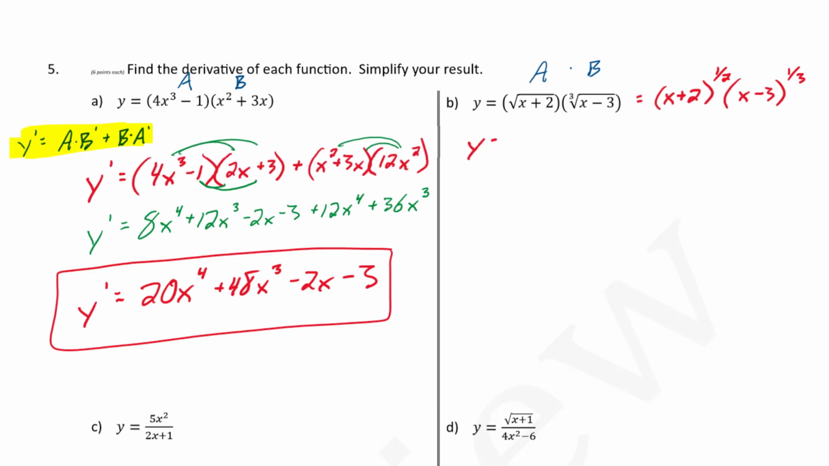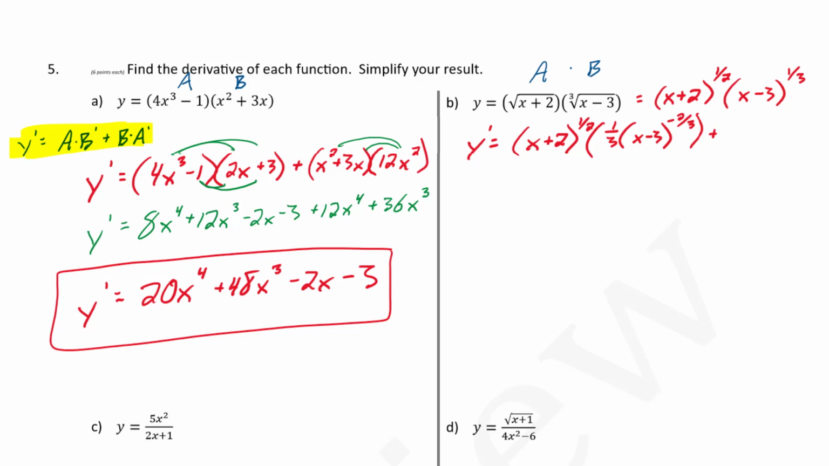So if we go ahead and get the ball rolling here, y prime will equal, I'm going to go ahead and do a times b prime first. So that means the x plus 2 to the 1/2 is going to stay unchanged. But then I multiply by the derivative of the second one, or the b, so that would be 1/3 comes out front. My base of x minus 3 stays the same, and then my new exponent is 1 less than 1/3. So it's really like I'm subtracting 3/3, so it's going to go down to a negative 2/3.